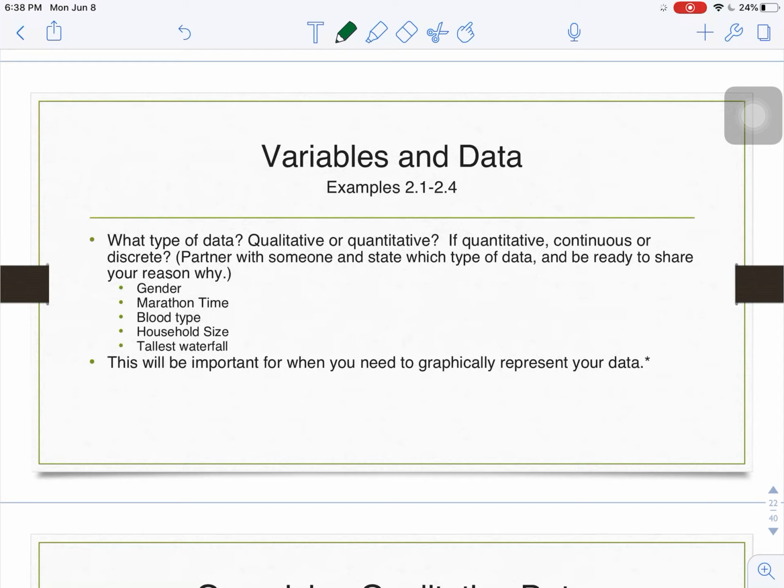So I want you to take a moment and pause the video to tell me what type of data you think this is going to be. Is it going to be qualitative, which is categorical, or is it quantitative, which is numerical? And then I want you to follow up. If it is quantitative, do you think it's continuous or discrete? So go ahead and pause, take a moment to do this, and then I will reveal the answer to you.